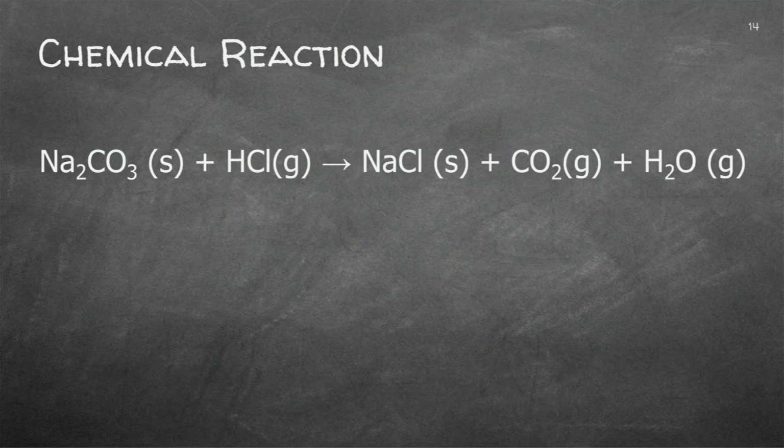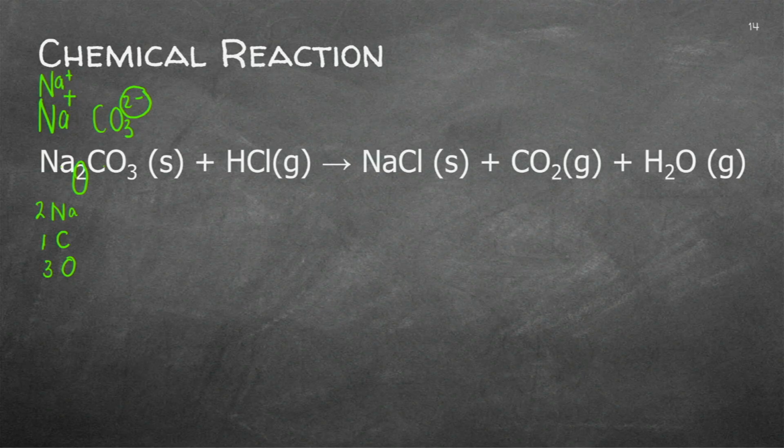Let's have a look at a more complex reaction. I've got sodium carbonate. Now, remember, earlier in the year, you did sodium with a charge of +1, carbonate with a charge of -2. Can you there see why I've got 2 sodiums? Because I've got -2 there. So I've got sodium, 2 of them. I've got a carbon, 1 of them. And I've got 3 oxygen.